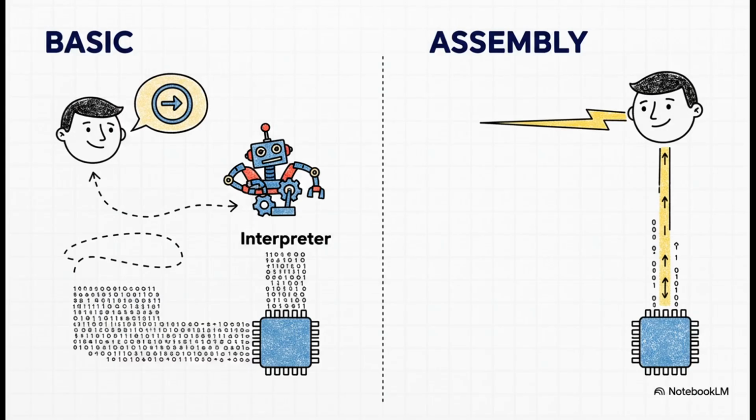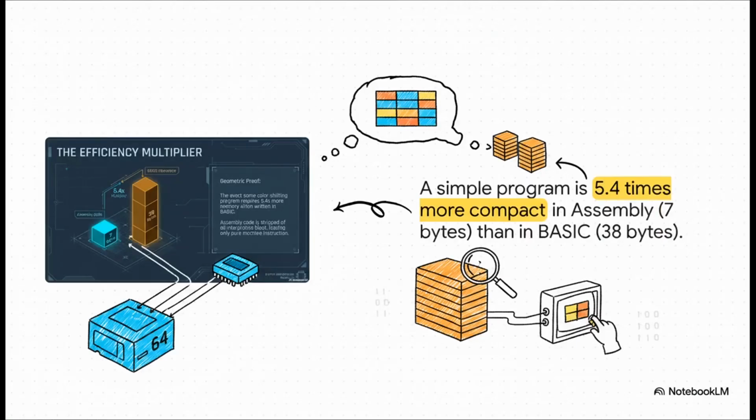To get real speed, to unlock what the machine could really do, you had to learn to speak its native language, assembly. And just how big of a difference are we talking about? Well, this shows it perfectly. A super simple program to just change the screen color takes up 38 bytes in BASIC. The exact same program doing the exact same thing in assembly, only 7 bytes. That is over 5 times more compact.